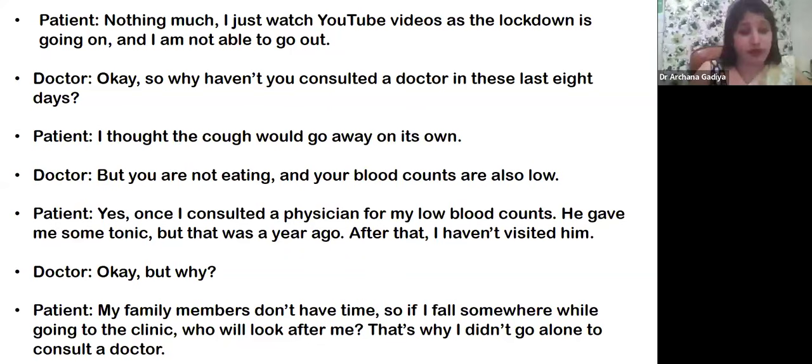But you're not eating and your blood counts are also low. Yes, for that low blood count, which is his chronic tendency, I consulted some doctor or physician 1 year back. He gave me some tonics for that, but after that I haven't visited. Then I asked why you haven't kept your follow-ups with that same doctor.